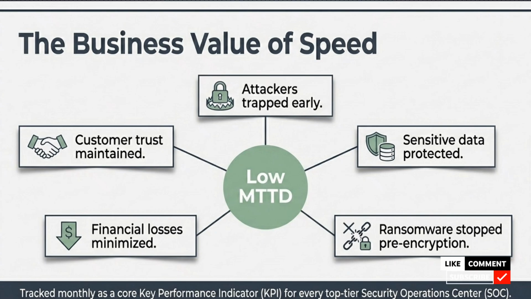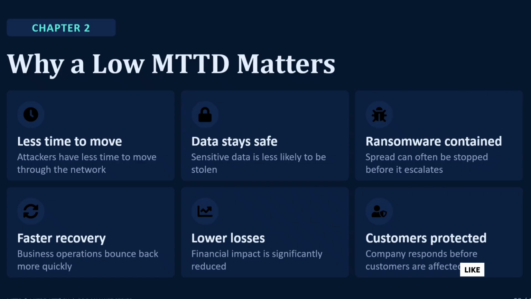Sensitive data is less likely to be stolen. Ransomware can often be stopped before it is spread. Business operations recover more quickly. Financial losses are reduced. The company can respond before customers are affected. And many organizations track MTTD every month as a key performance indicator for their security teams.